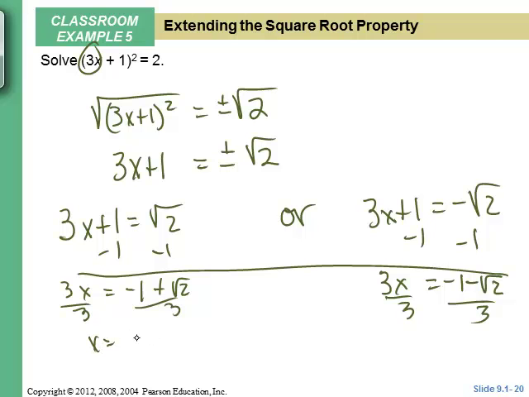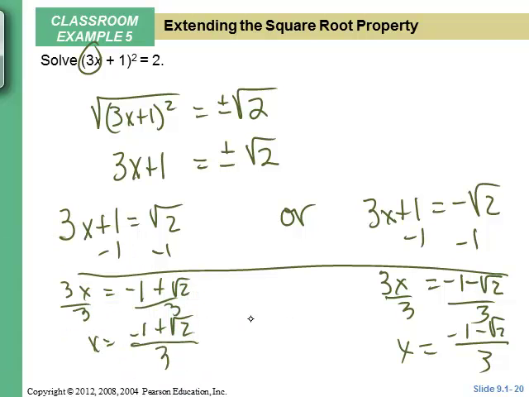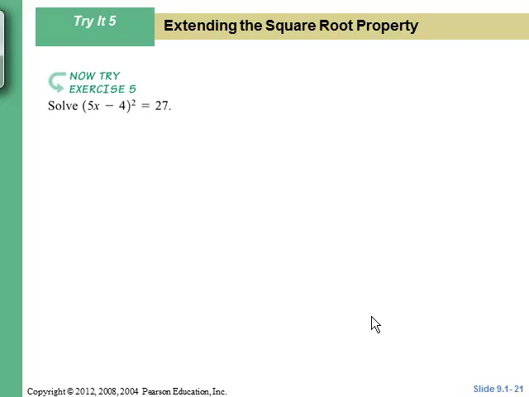X equals negative 1 plus the root of 2 over 3. X equals negative 1 minus the root of 2 over 3. And here's a way to write that to save time, and that is x equals negative 1 plus or minus, that's where the plus or minus is going to go this time, root of 2 over 3. So, this one will be a little bit harder like that last one was. You try it, and when you're ready, press play, and I'll show you how I did it.